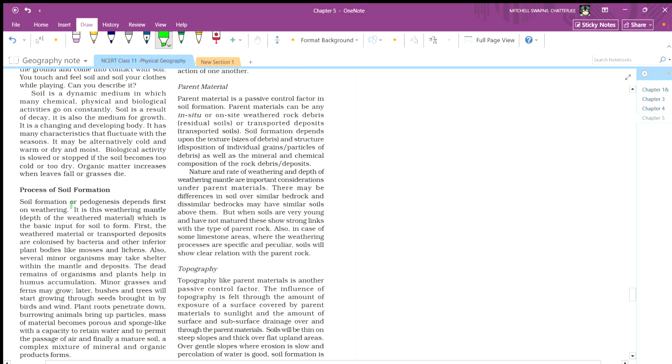Soil formation. This is given in the first chapter itself. The process of soil formation is called pedogenesis. Let me write here: in pedogenesis, genesis means process of formation of soil.